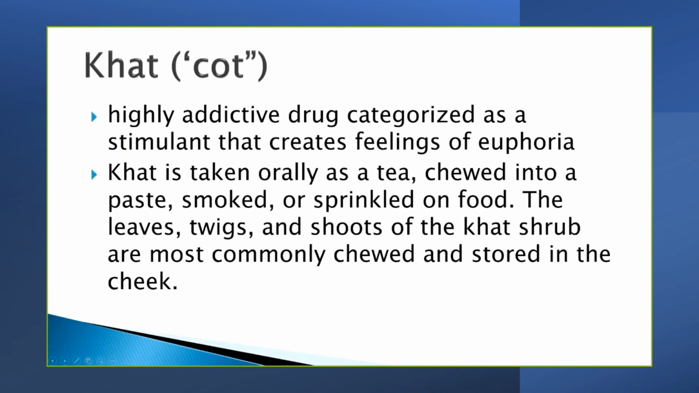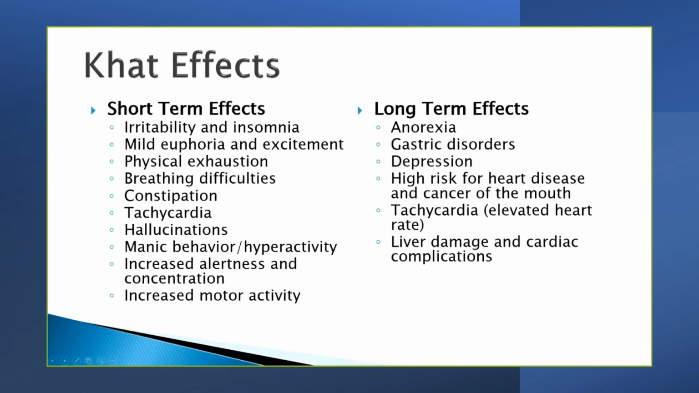Khat is a highly addictive drug categorized as a stimulant that creates feelings of euphoria. Khat is taken orally as a tea, chewed into a paste, smoked, or sprinkled on food. The leaves, twigs, and shoots of the khat shrub are most commonly chewed and stored in the cheek, kind of like tobacco. It's a stimulant. You're going to potentially have physical exhaustion after you take this because you were on a stimulant, just like if you took methamphetamine or amphetamine or ephedra or any of those.